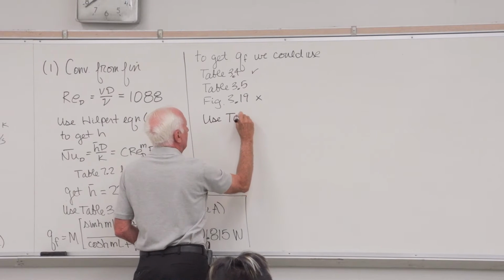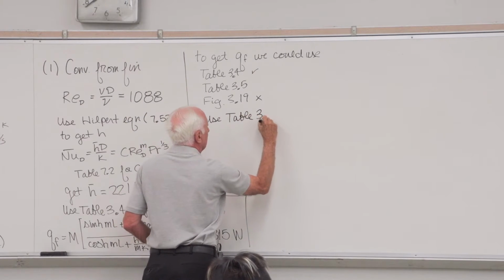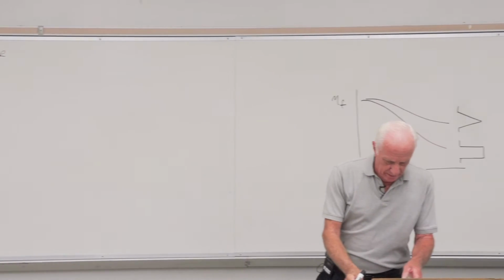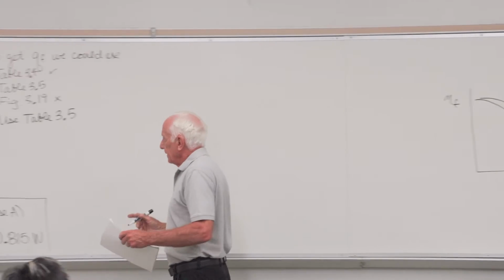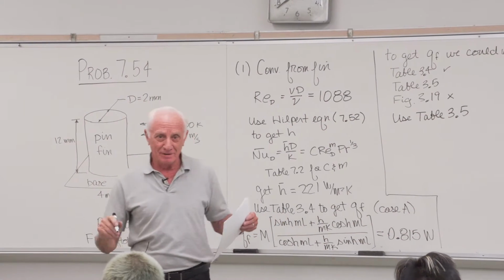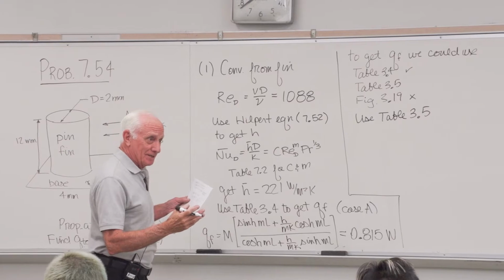All right, we're going to use table 3.5. Okay, so we'll try it that way. Table 3.5. There's a picture there in table 3.5. It's labeled pin fin. Thank you very much. I know I can use it. It says pin fin.